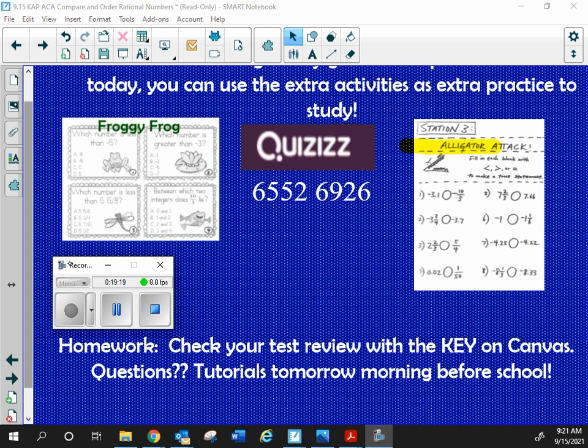Doing all of those activities will help you study for the test tomorrow. Okay, y'all good with that? Y'all understand? Some other things, test review. I'm going to pass back some tickets.